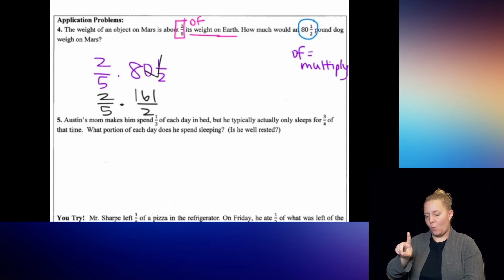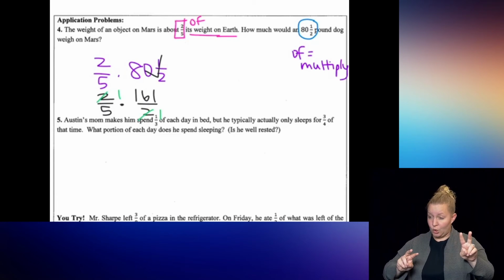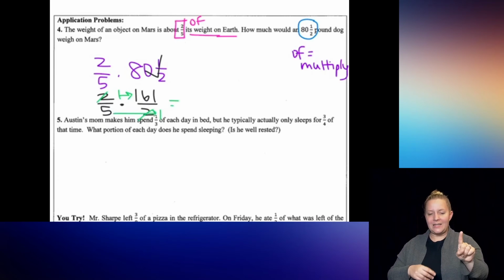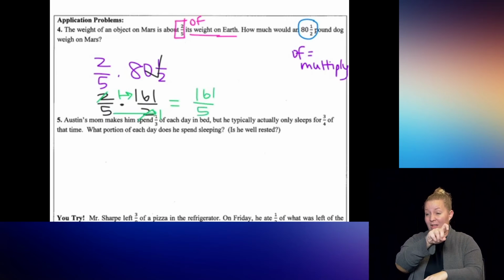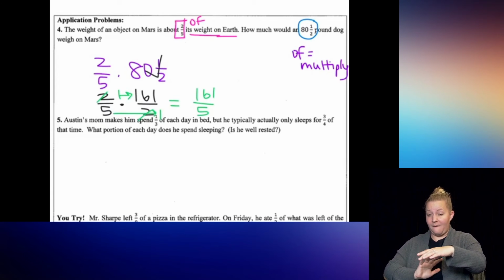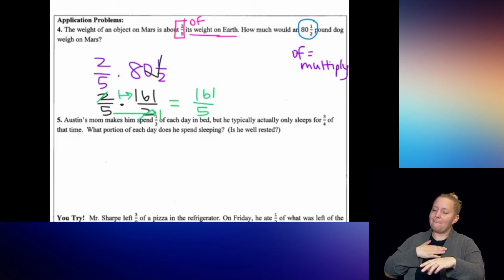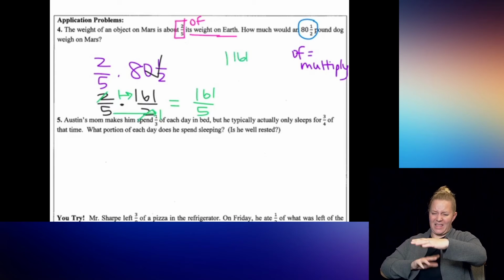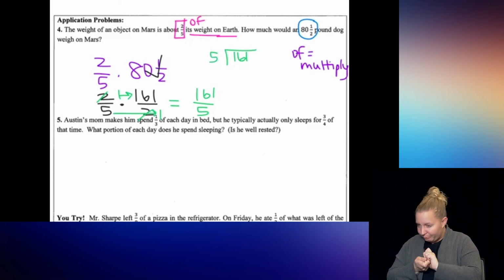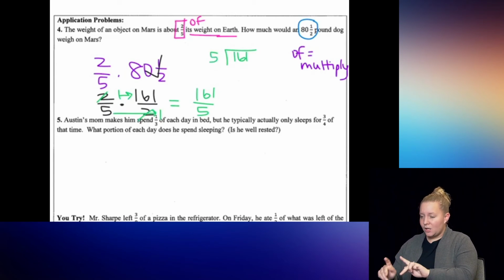Here, because that number 161 is so large, I'm going to go ahead and cross simplify because I know 2 and 2 can obviously be divided by the same number. So then I just have 1 times 161 over 5 times 1. So I know that's 161 over 5, and that's our improper fraction. But that seems a little silly to say, my dog on Mars would weigh 161 pounds. So for these word problems, we're definitely going to need to convert them back into a mixed number.